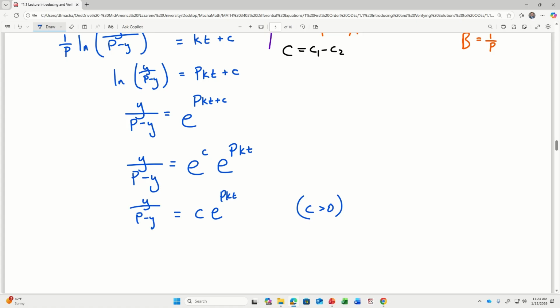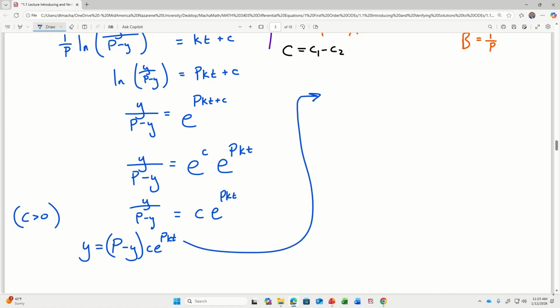Okay, now we're trying to solve for y. I want a solution that's explicit in terms of y. So I can say y, my number of people infected, is equal to this function of only time. The only problem is I've got two y's over here on the left, and I want one y by itself on the left. So we're going to have to do a little bit of algebra to rearrange that. The algebra we need to do is multiply both sides by p minus y. And then, what do you think about that?